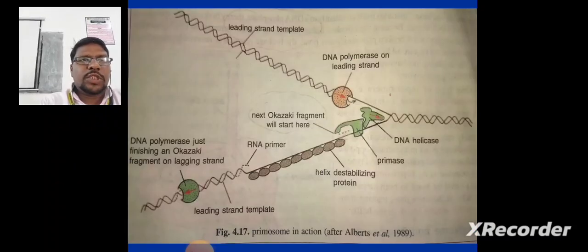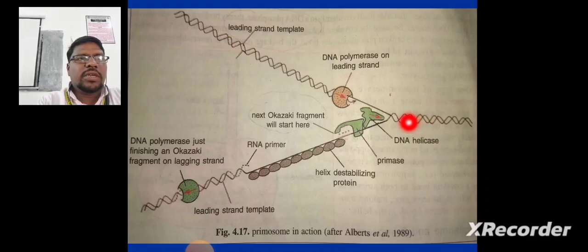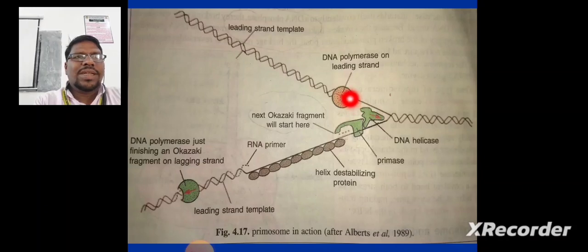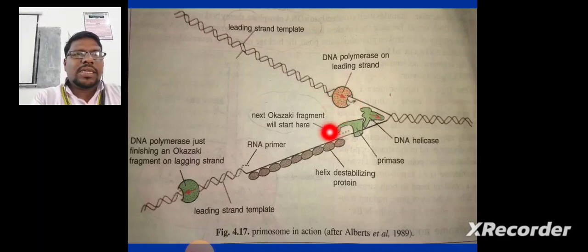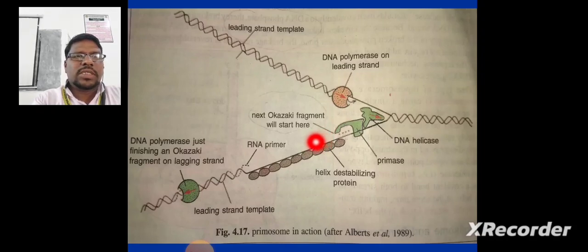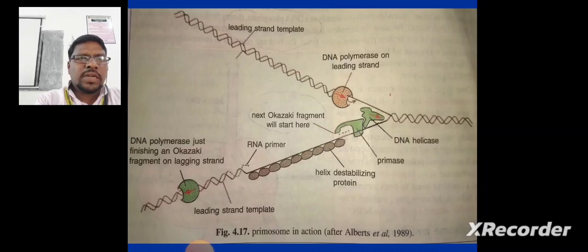So this is the overall picture of DNA replication. Here we can see the double-stranded DNA. It is unwound by the DNA helicase enzyme, and then there are two strands, one the leading strand and the other the lagging strand. The leading strand is a continuous strand, and the lagging strand is a discontinuous strand. This discontinuous strand is called Okazaki fragments. Let's see in detail.